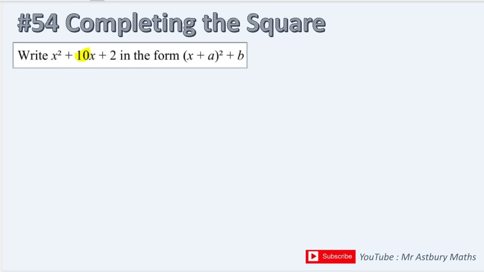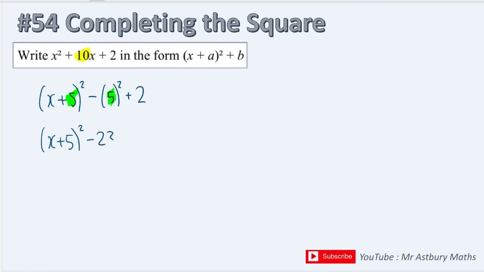We take the B term and we half it. So in this case, we get 5. And we then write that x plus 5 squared minus, and always minus, that number again, 5 squared plus anything added on, yes, 2. And that's it. We literally just take that number 10 and we half it and we put it in there and there, and then we're good to go. So this gives me x plus 5 squared. Now I take away 5 squared, so that's minus 25, but I add 2, so it's minus 23.